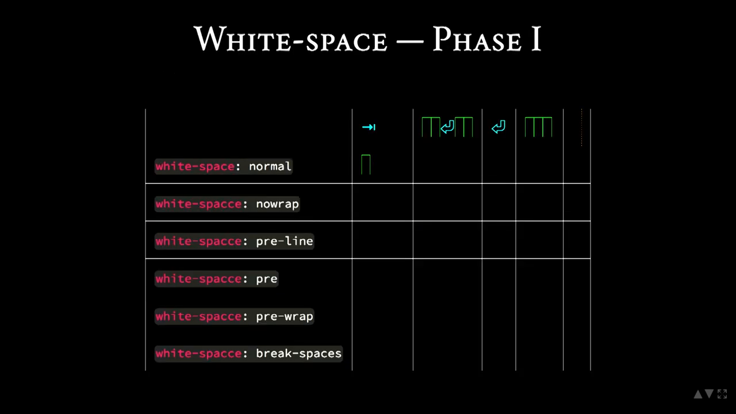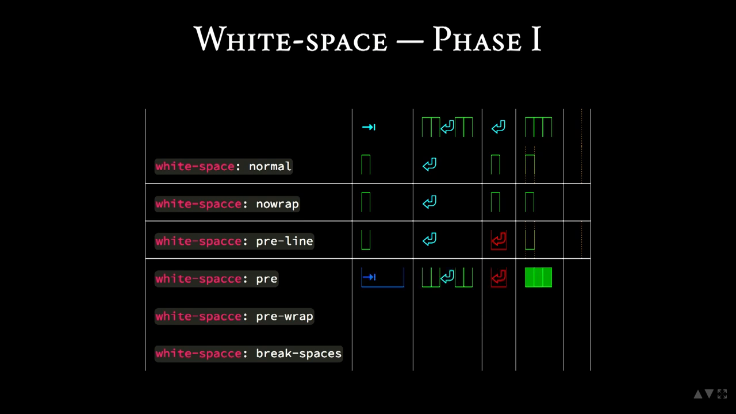So tabs get converted to spaces. Spaces around a carriage return get dropped. Carriage returns themselves get converted into spaces. Series of spaces get changed into a single one with wrapping opportunities on its side. And if you have any wrapping opportunity in the string, they stay. White space no wrap is almost the same thing, except it discards any wrapping opportunity you might have. White space pre-line is also almost the same as white space normal, but this one converts the line feeds in your source code into forced line breaks.